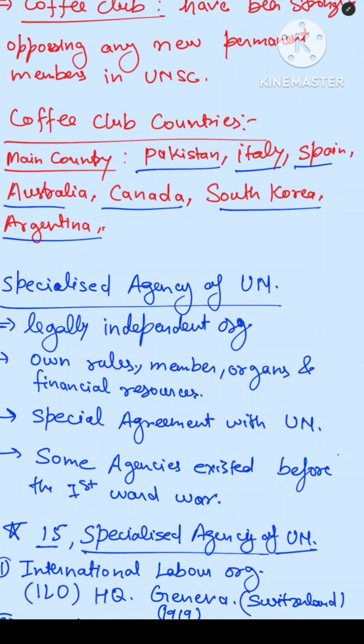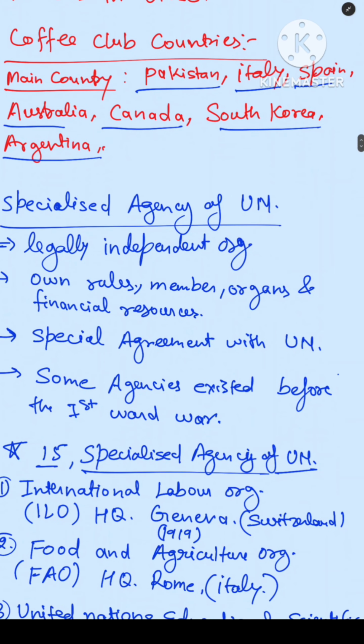Now come to the specialized agencies of the United Nations. As we all know, many times in different exams like UPPCS, BPSC, MPPSC and UPSC, they ask which agency is a specialized agency of the United Nations. So first we will understand what a specialized agency of the United Nations is. Specialized agencies are legally independent organizations. They are actually related with the United Nations through special agreements. That's why they are called specialized agencies of the United Nations.